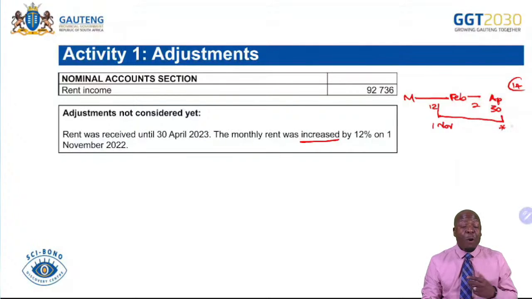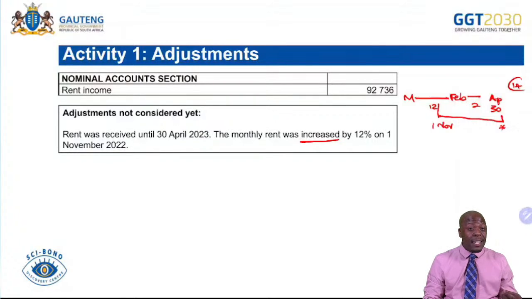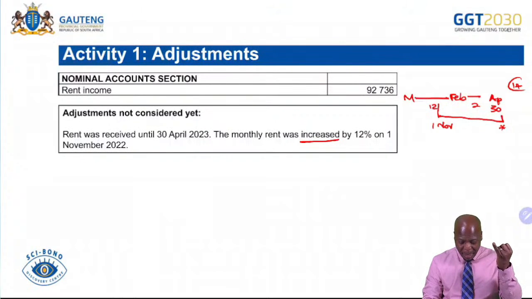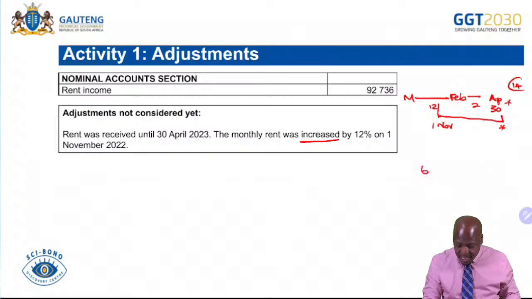We want to know for how many months was it increased? What do you need? Your fingers. So you're counting now from November, December, January, February, March, April. Remember, we're coming to April. How many months are those? Those are 6 months. So we then say for 6 months, your rent was increased. Your rent was different.